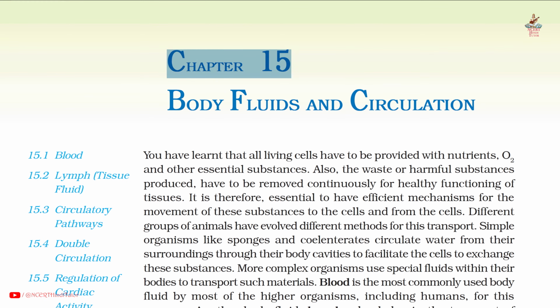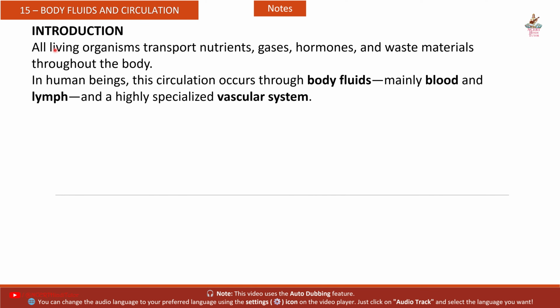Chapter 5 Body Fluids and Circulation, Notes and Summary from Class 11 Subject Biology. Introduction. All living organisms transport nutrients, gases, hormones and waste materials throughout the body. In human beings, this circulation occurs through body fluids, mainly blood and lymph, and a highly specialized vascular system.